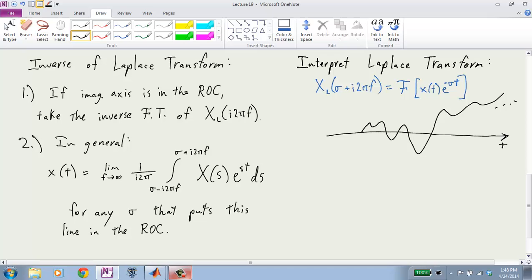Now the Laplace transform is saying, well, maybe the Fourier transform can't handle this, but if we first multiply it by an exponential function like this, that is our e to the minus sigma t, so we pick sigma to taper this thing down, then the product here would be something like this.